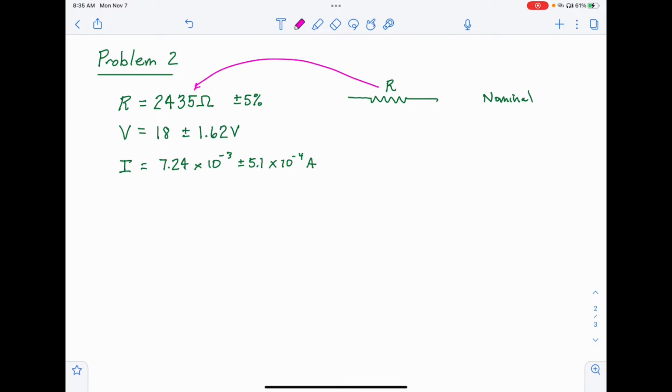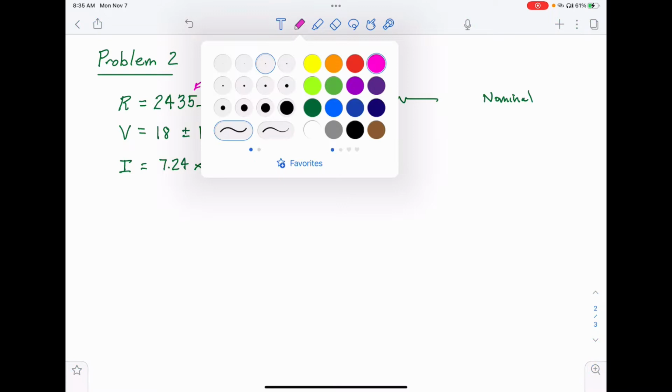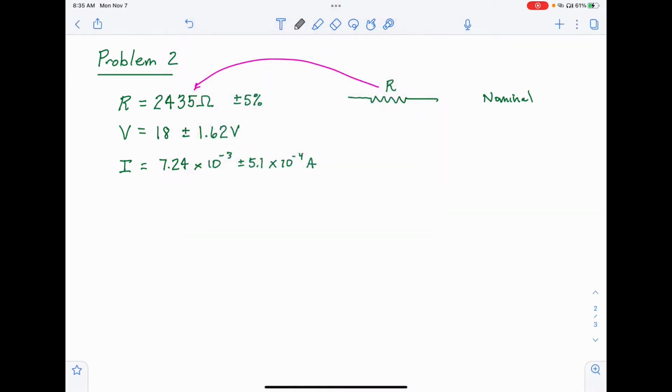Now, it has a band on there, and that band has a certain color, and that color is going to tell you its tolerance. So in this particular case, it's a plus and minus. In other words, this is our uncertainty. It's 5%. And then we have ourselves a voltage here.